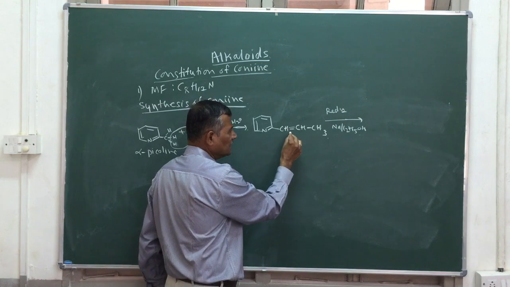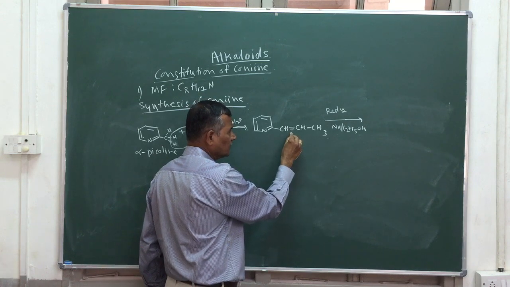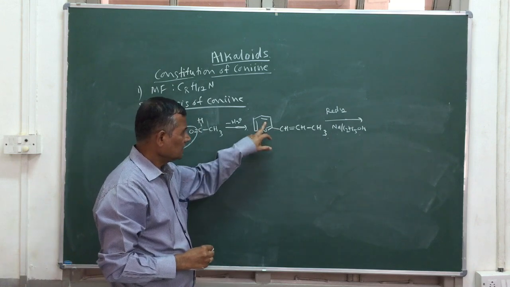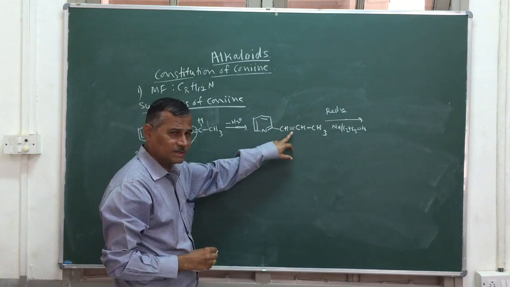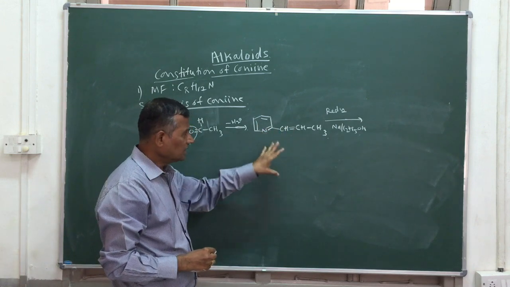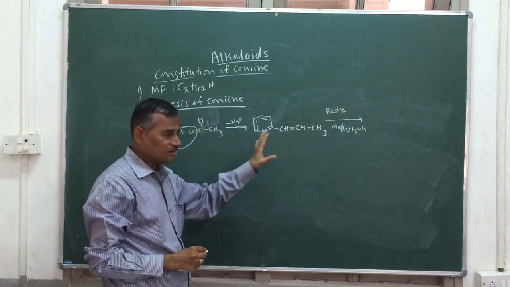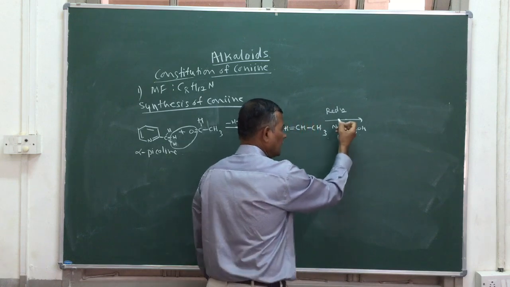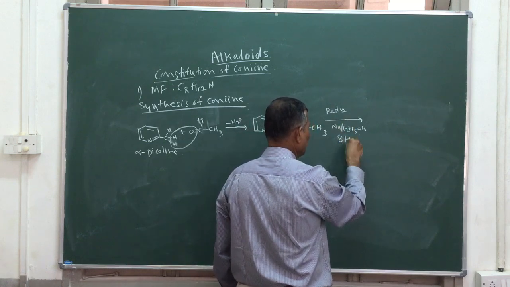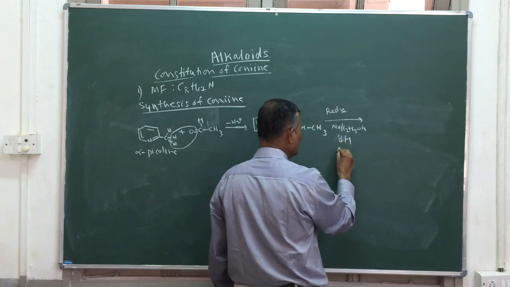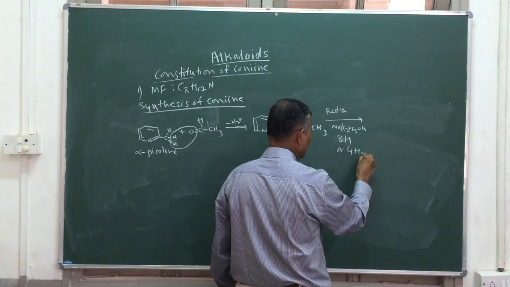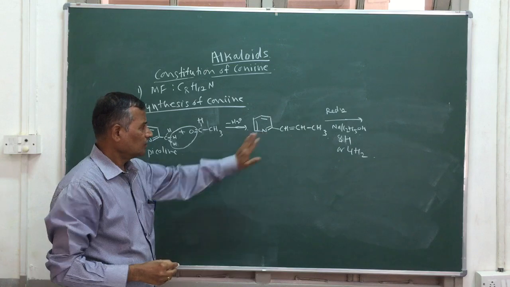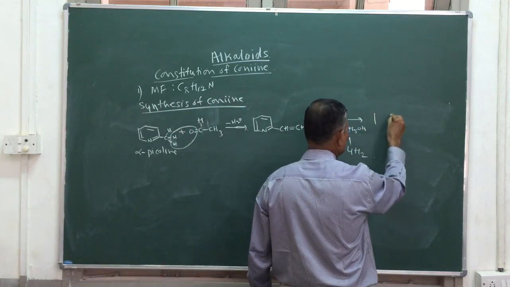Now here is a double bond, this double bond is also reduced. These three double bonds are also reduced, here the fourth double bond. All the double bonds are reduced by the addition of hydrogen. That means totally 8 hydrogens are required, or 4 molecules of hydrogen are required to reduce this product.